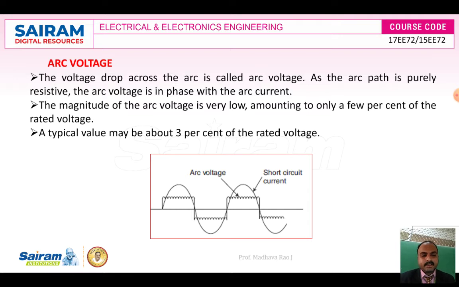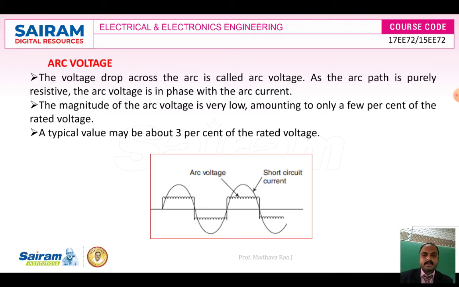Whenever a fault occurs, an arc will be produced inside the circuit breaker. The voltage across the arc is known as arc voltage. The arc path is purely resistive. So the voltage and current phase difference, if you observe, will be equal to 0. Both will be in phase with each other. The angle between arc voltage and arc current is equal to 0. So that's what we can say: the arc path is purely resistive.